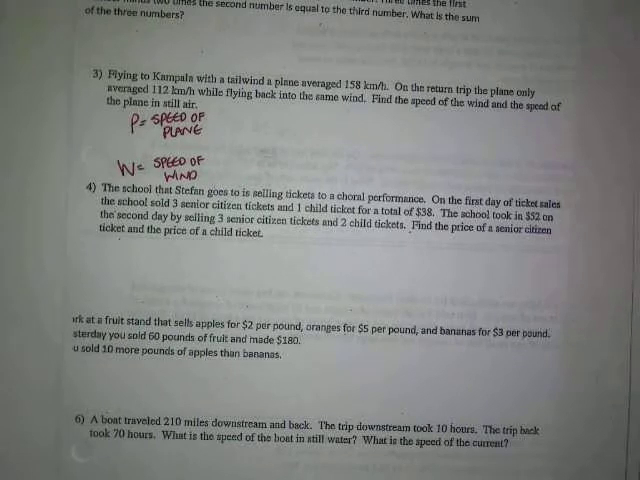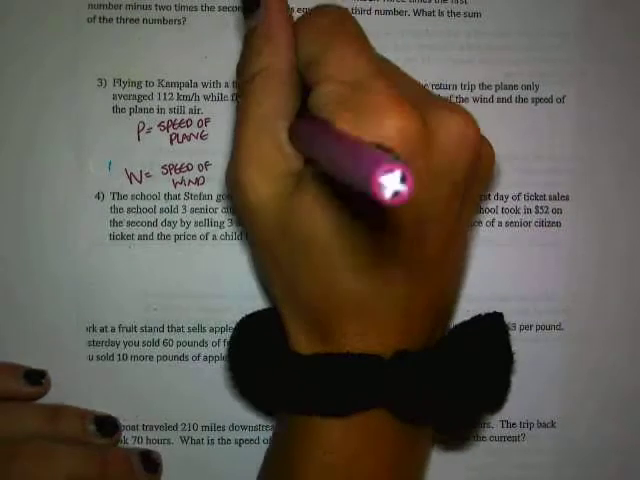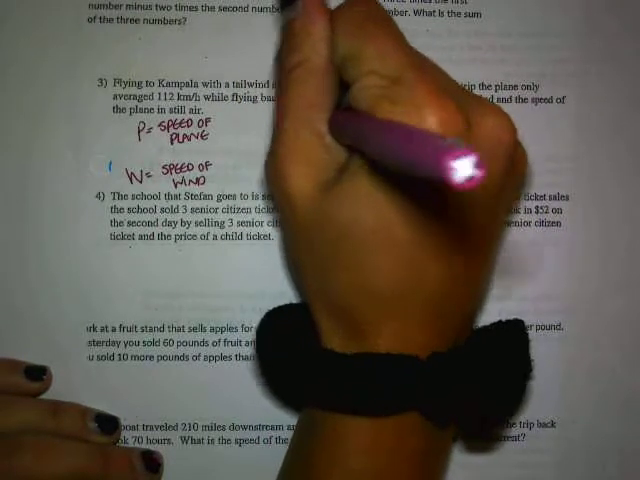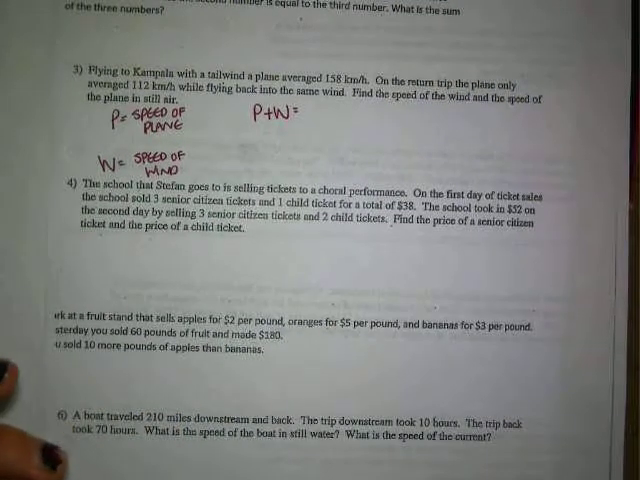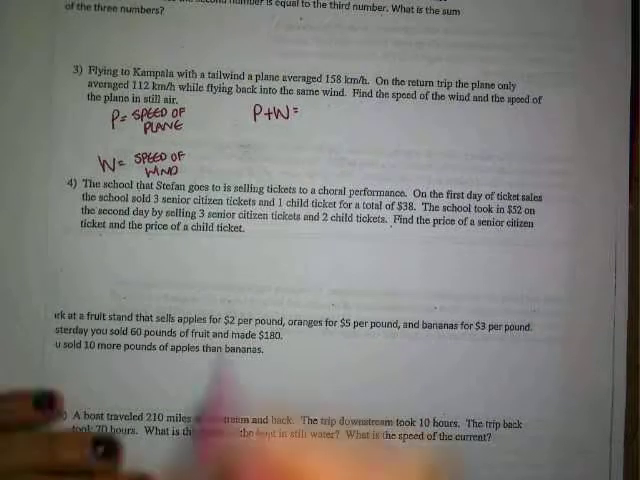All right, so if it has tailwind, that means that the wind is going to be pushing it. They're going in the same direction, the plane and the wind. So if they're going in the same direction, what do you think you're going to do with P and W? Add them up. So P plus W is going to equal, what is the average speed when they're going in the same direction? 158.